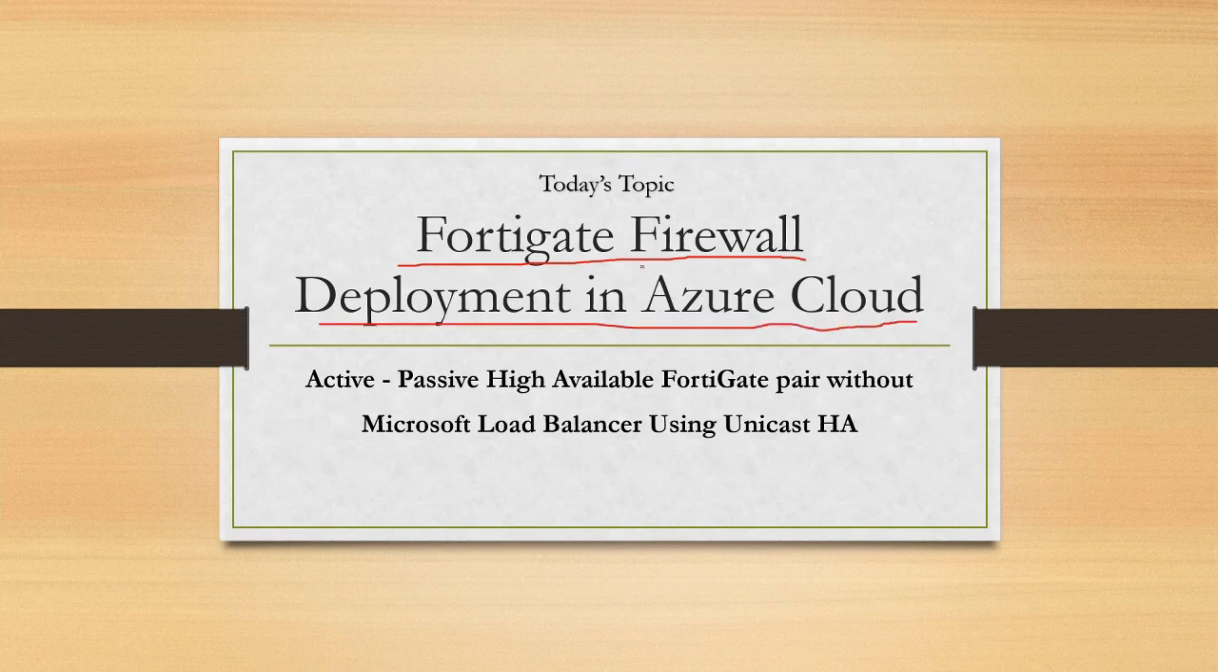In today's topic, we will discuss FortiGate firewall deployment in Azure Cloud. In my last lecture, we discussed how to deploy a FortiGate firewall in active passive mode with a load balancer. But in today's lecture, I am going to explain how to deploy a FortiGate firewall in active passive mode without a load balancer. This type of deployment is also called Unicast HA deployment for FortiGate. So let's discuss the design first, then I'll show you how to deploy in Azure Cloud.